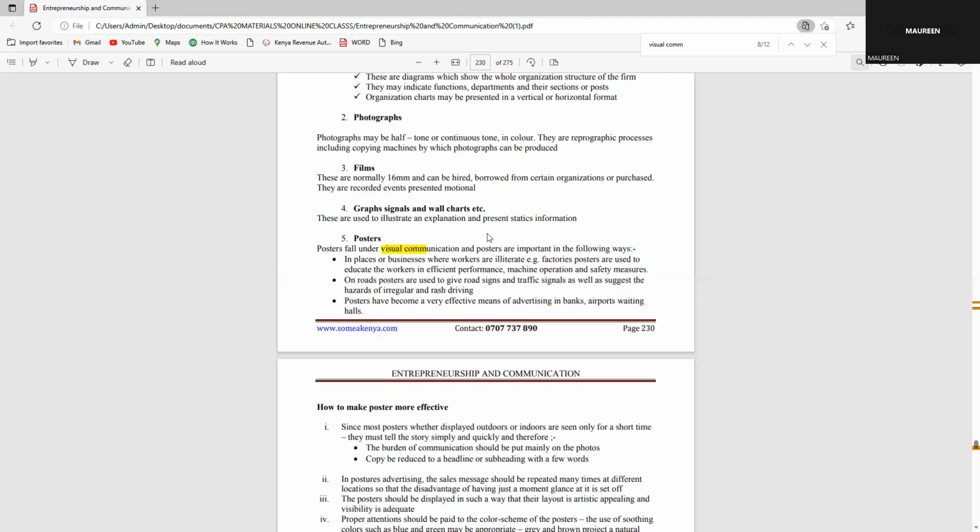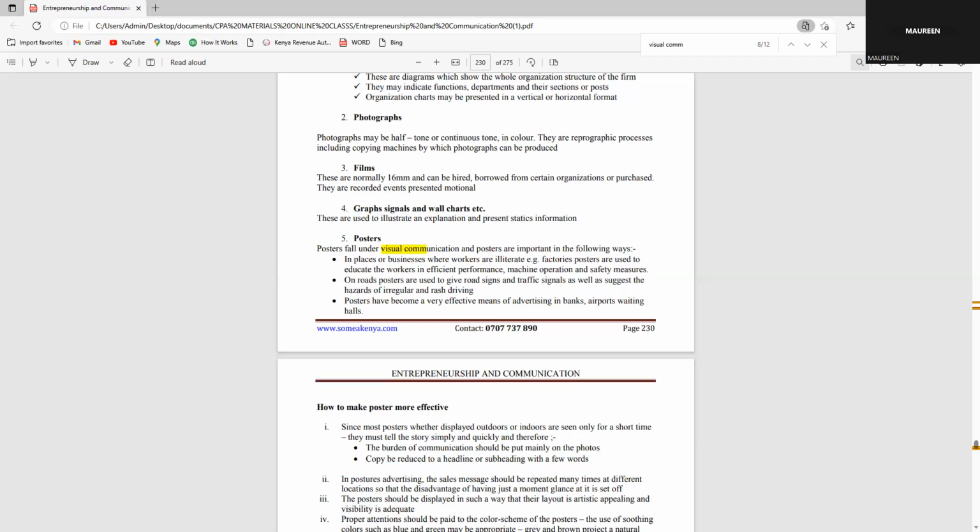It is good for the illiterate. Another one is on roads, where posters are used to give road signs and traffic signs. This also helps in reducing accidents through road safety, because they use posters. So those are the types of visual communication.